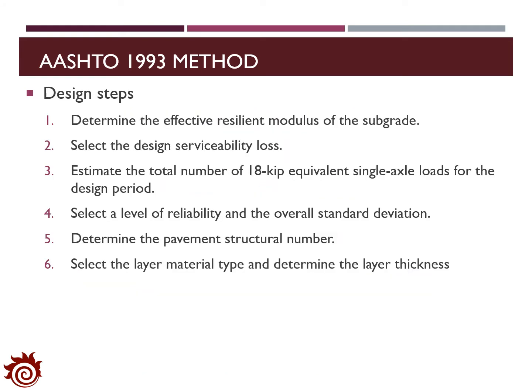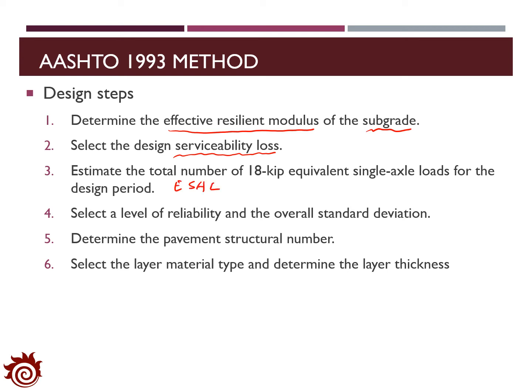With this information, we can then summarize the steps for the design of the flexible pavement in the AASHTO method. In the first step, we need to determine the effective resilient modulus of the subgrade. And then we will select the design serviceability loss, which means we want to find out the initial serviceability index and the terminal serviceability index. In the third step, we will estimate the total number of 18 kilopound equivalent single axle loads (ESAL) for the design period.